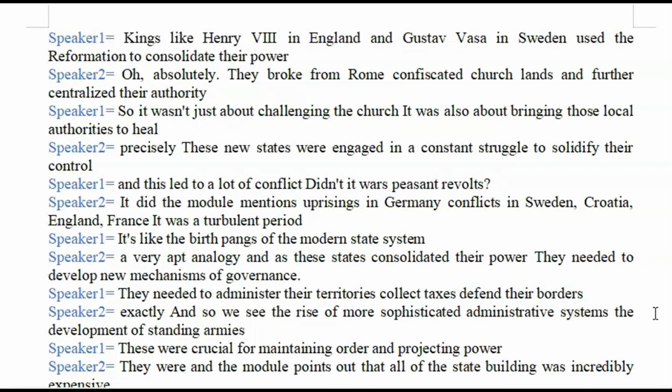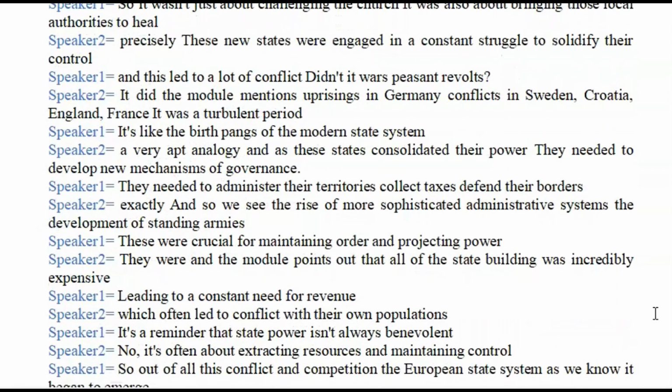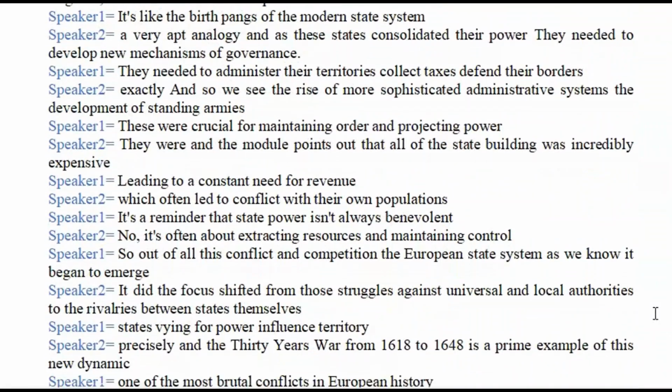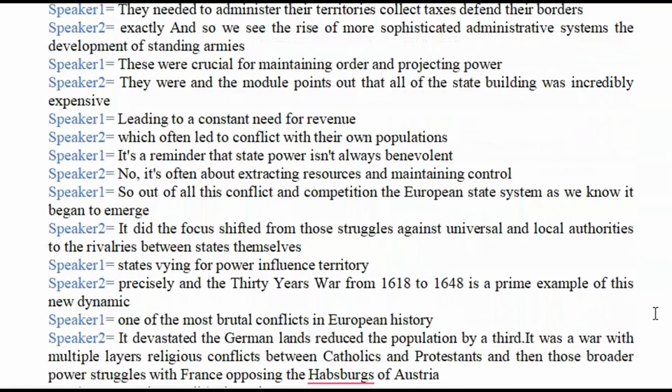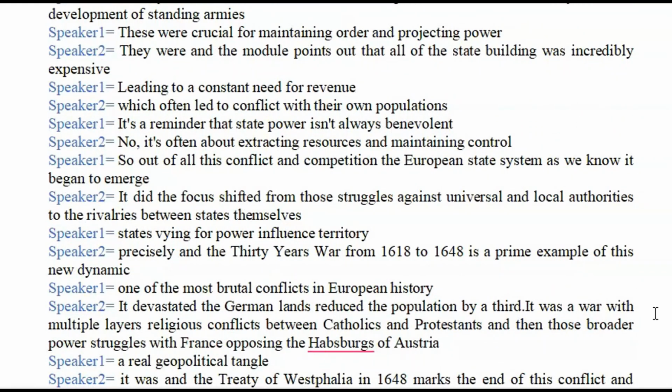A very apt analogy. And as these states consolidated their power, they needed to develop new mechanisms of governance. They needed to administer their territories, collect taxes, defend their borders. Exactly. And so we see the rise of more sophisticated administrative systems, the development of standing armies. These were crucial for maintaining order and projecting power. They were.